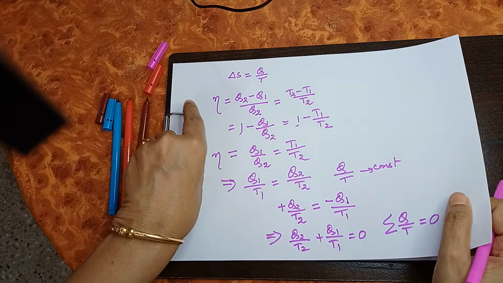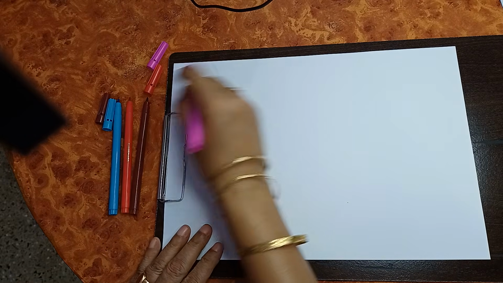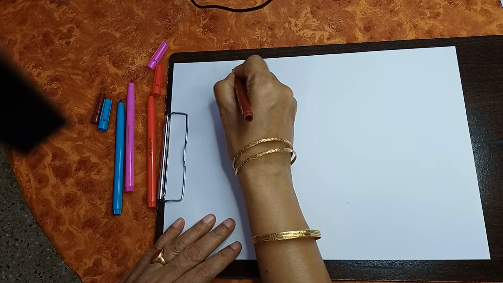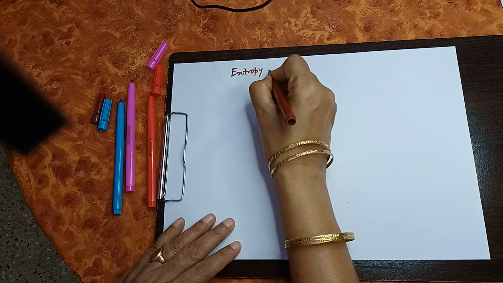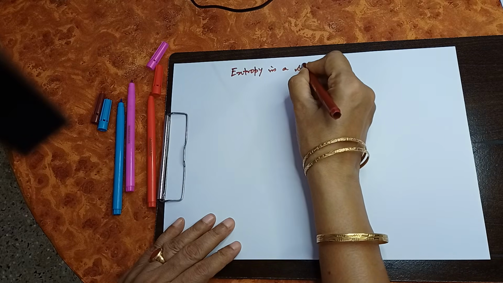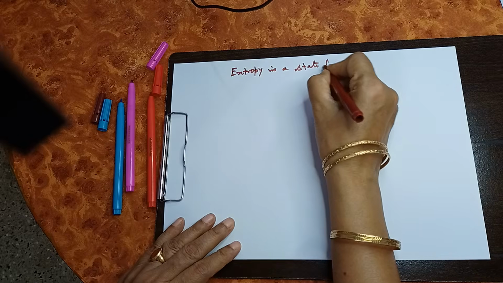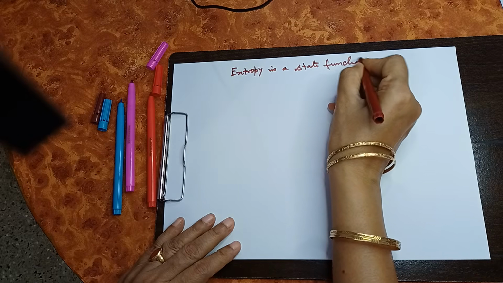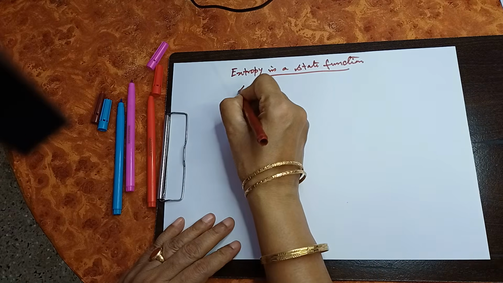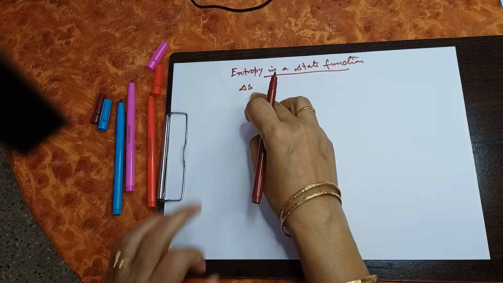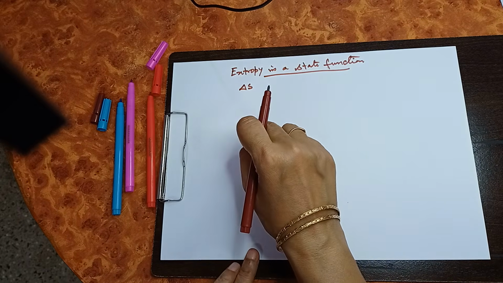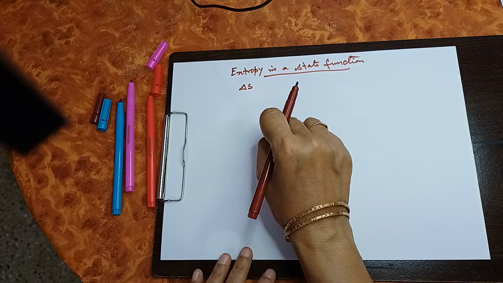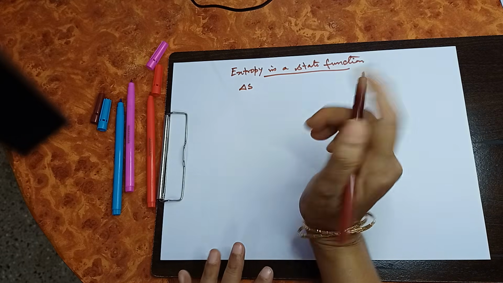Now let's prove that entropy is a state function. State function means that the change of entropy, delta S, depends on the values of the initial and final states and is independent of the path followed. Right?